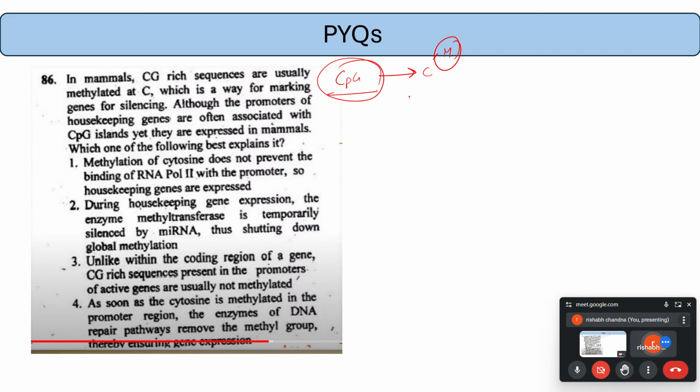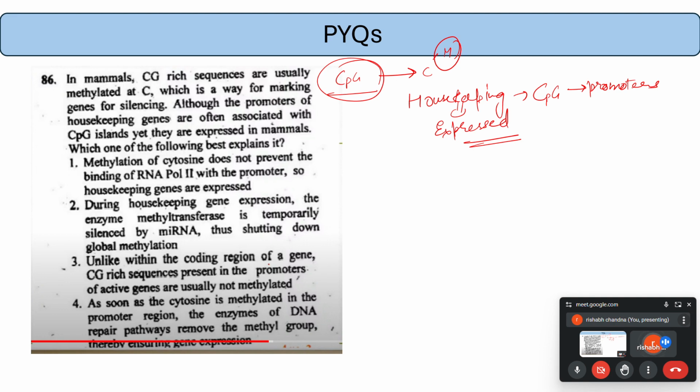So, here they are saying that housekeeping genes also have CpG islands in their promoters, but then also these were expressed. Okay, so what are the options? Methylation of cytosine does not prevent the binding of RNA polymerase 2 with the promoter, so housekeeping genes are expressed. During housekeeping gene expression, the enzyme methyltransferase is temporarily silenced by microRNA, thus shutting down the global methylation.